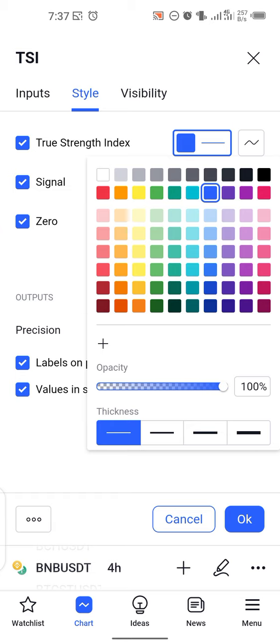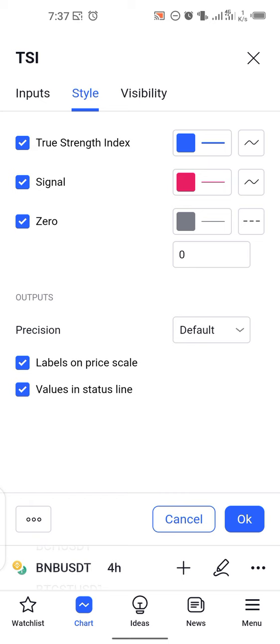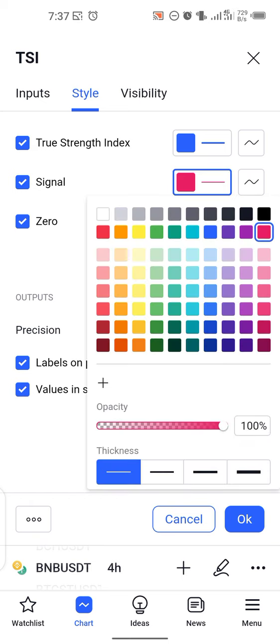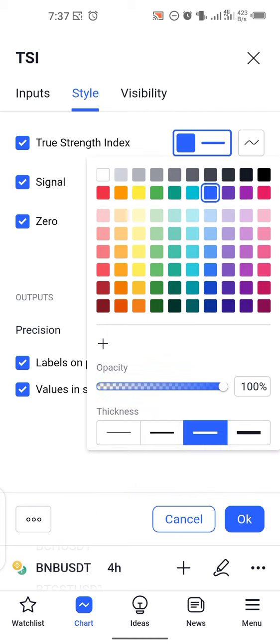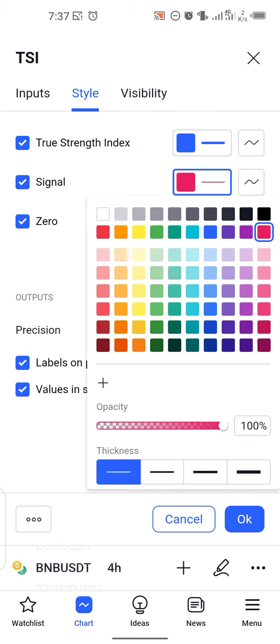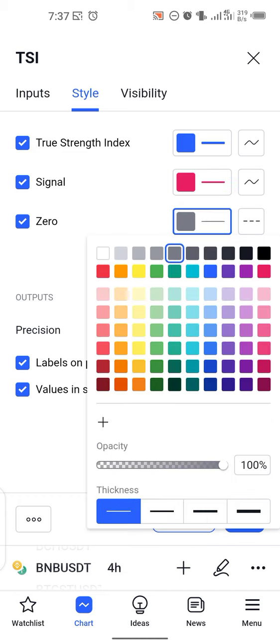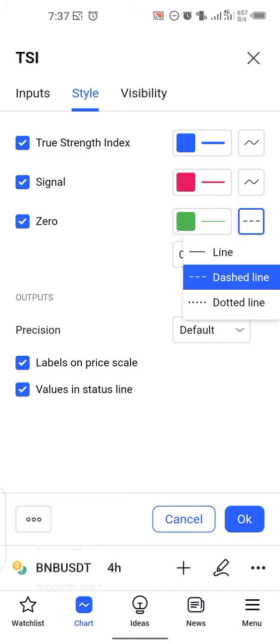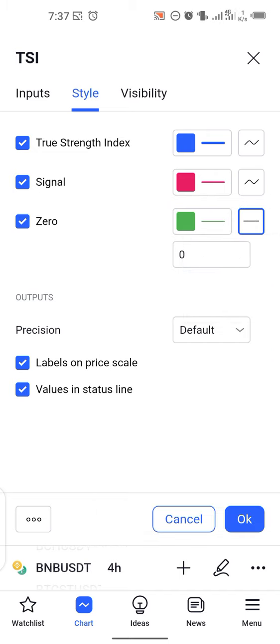So I'll choose this basically. Then I come on the red one, maybe let me make it this. The rest remain as they are. And then we come on the zero line. You can choose any color, but I'll choose green, and where there is a dotted line, I make it a solid line, right?